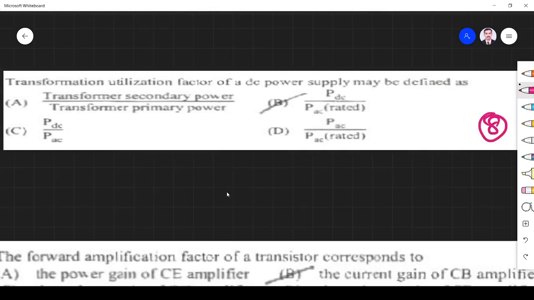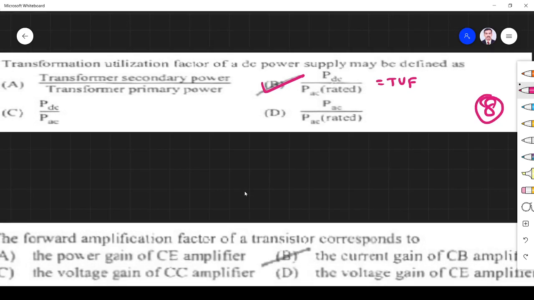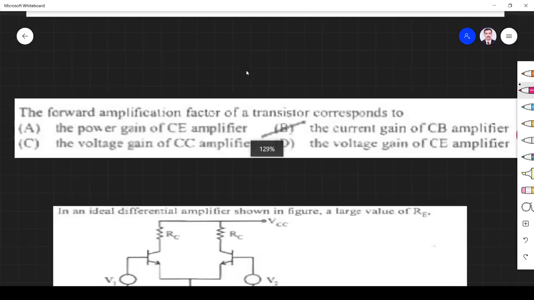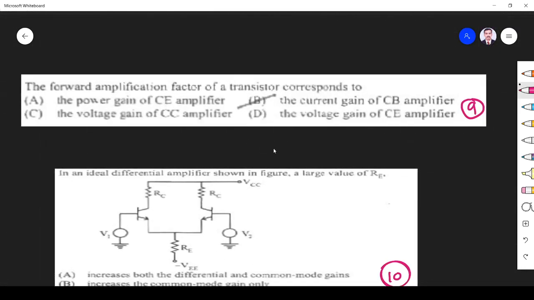Next question. The transformer utilization factor of a DC power supply may be defined as TUF equal to PDC divided by PAC rated. So DC power divided by rated AC power, that is the transformer utilization factor. So option B is the straightforward correct answer. Okay, the forward amplification factor of a transistor: a transistor is a current control device, so it is simply the current gain of the CB amplifier.